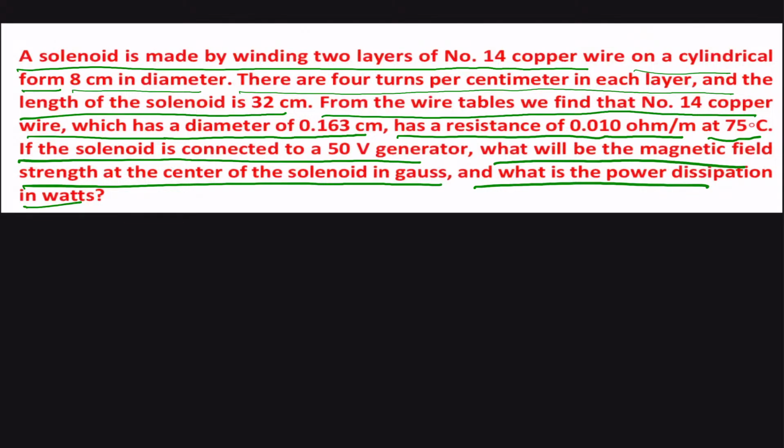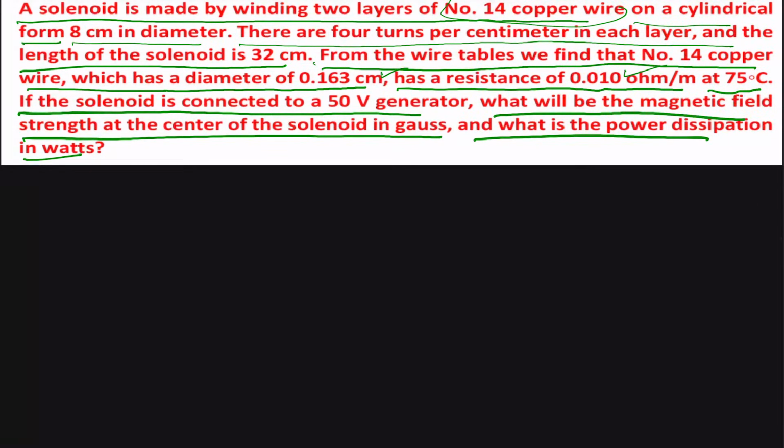Okay, so there is no need to worry about this particular number because the data with respect to this wire is already given in the question, that is the diameter as well as the resistance. Okay. So first of all, we have an inner layer as well as an outer layer. Okay, so we are mainly interested in finding out what will be the average diameter. So we start with our average diameter calculation.